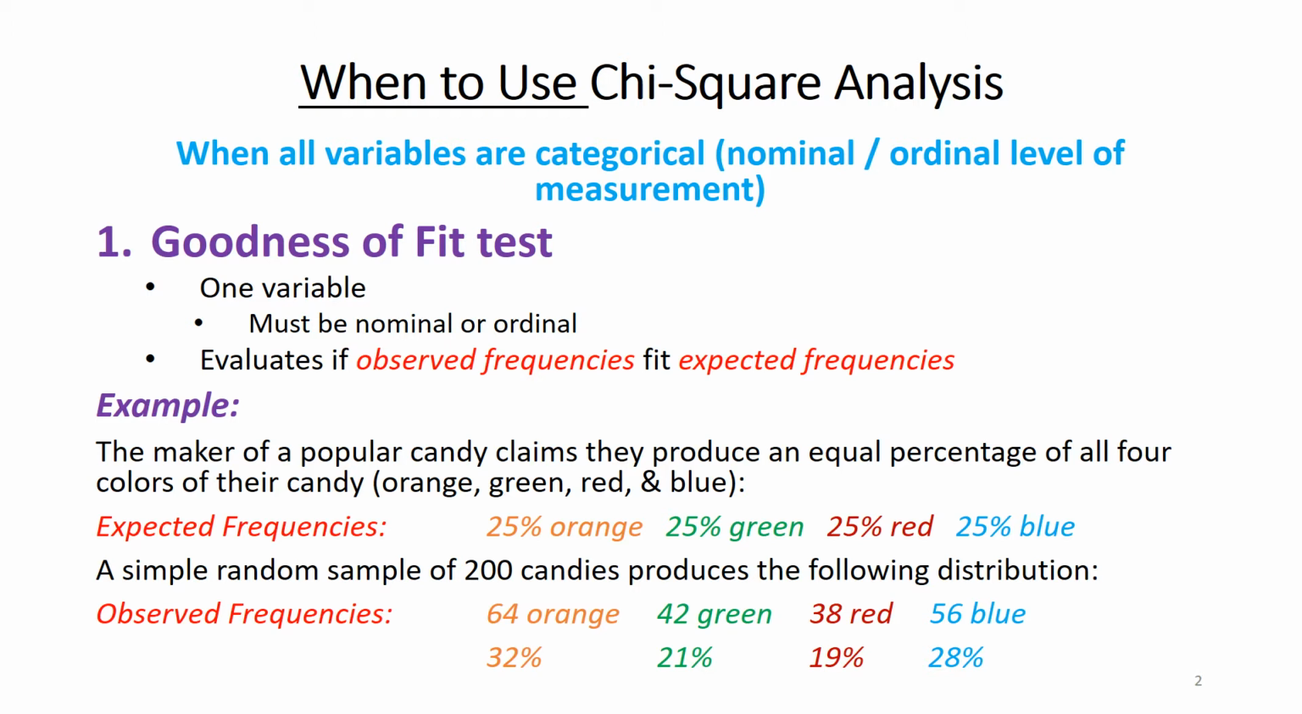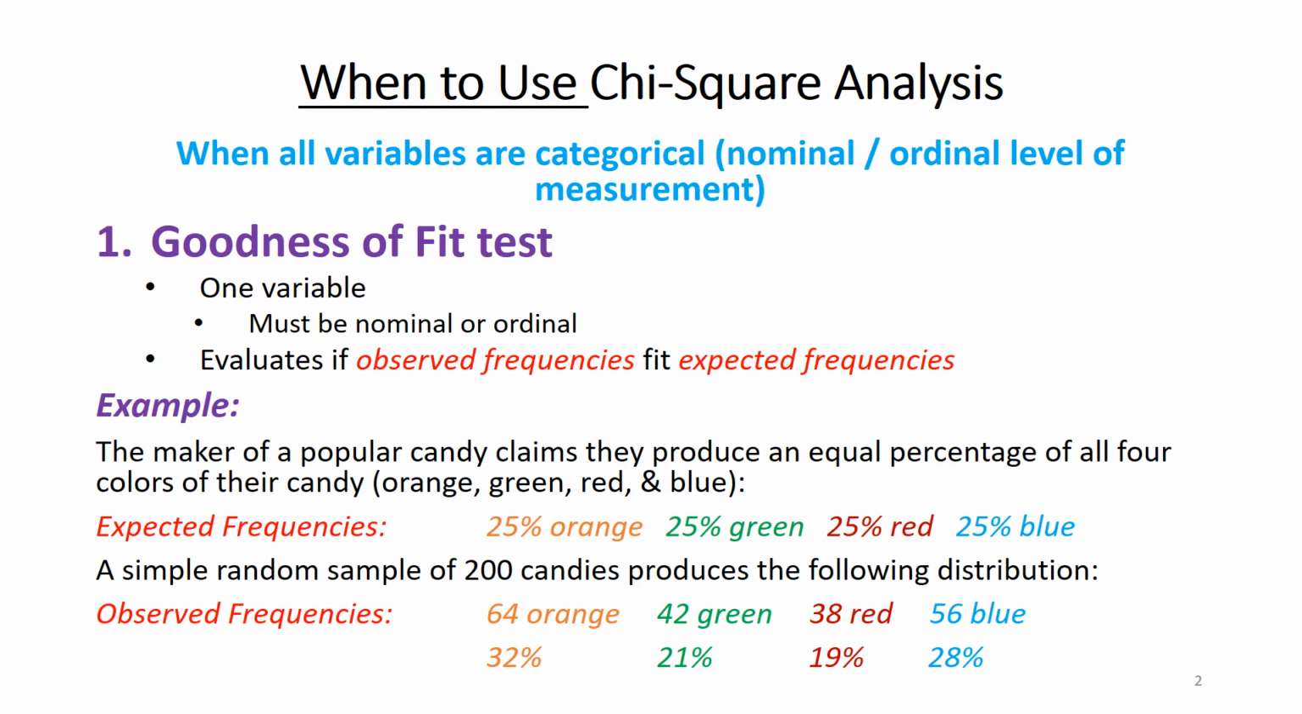Now we're not going to actually walk through SPSS analysis for the goodness of fit test. We're not going to go through any specific examples in any more detail than what you see on this particular slide. But looking at the goodness of fit test gives you a good opportunity to see how the chi-square analysis works. What's the mathematics going on behind the scenes?